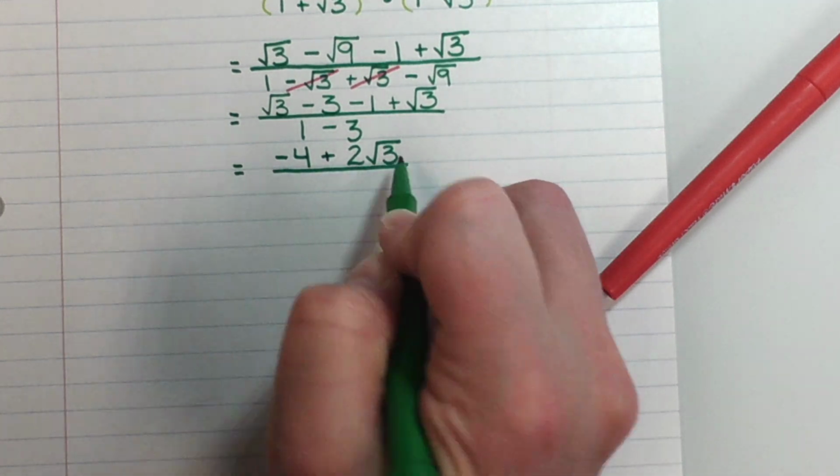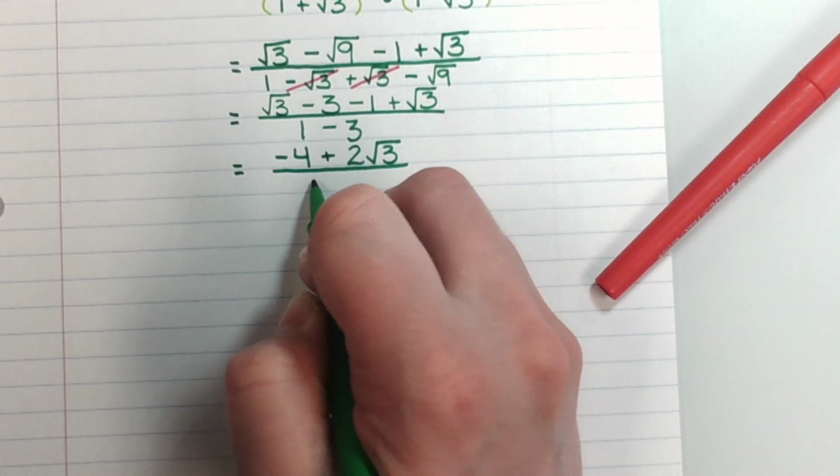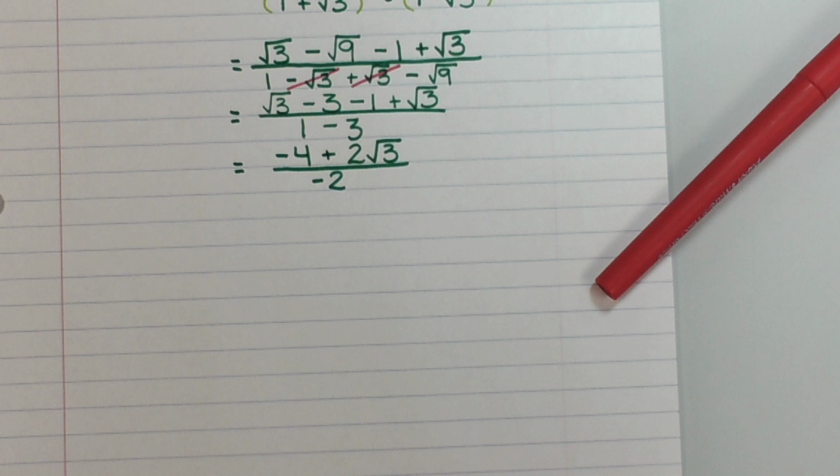Over. 1 minus 3 is negative 2. We simplify the fraction if possible. We can simplify the fraction if all of the integers, there's going to be 3 of them, if all 3 of them divide by the same number. Negative 4, 2, and negative 2 all divide by 2, or more accurately, because I don't want the negative on bottom, negative 2.